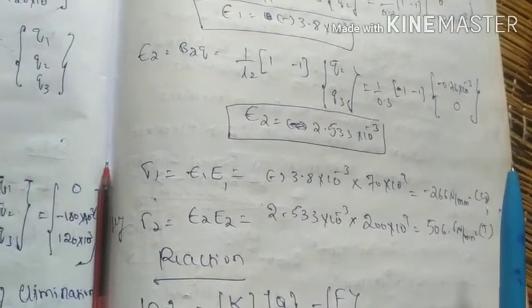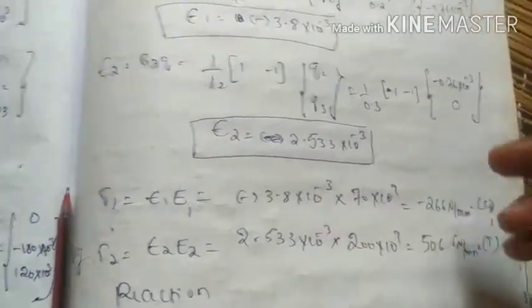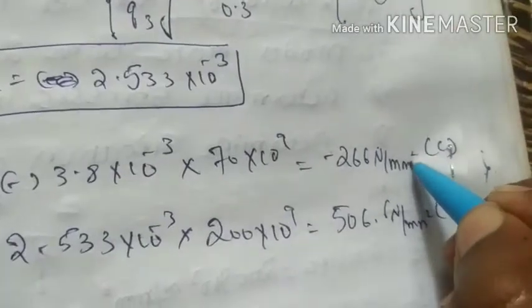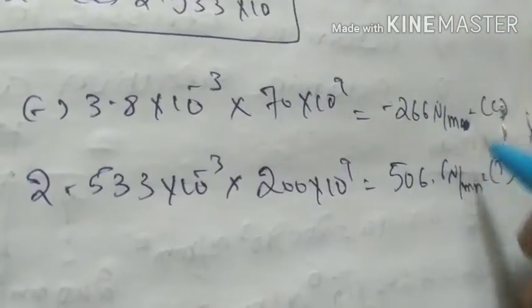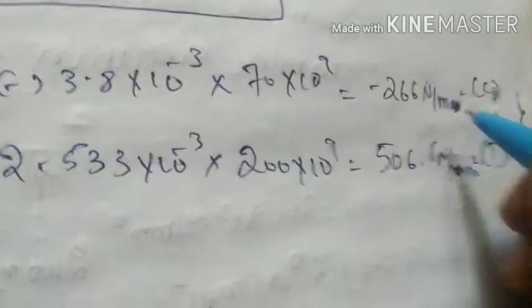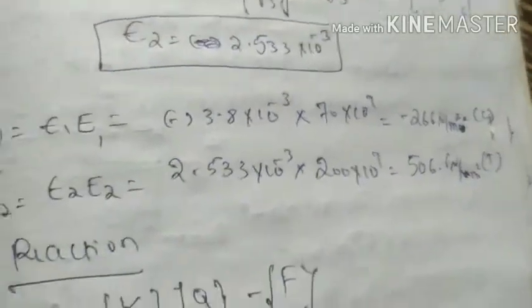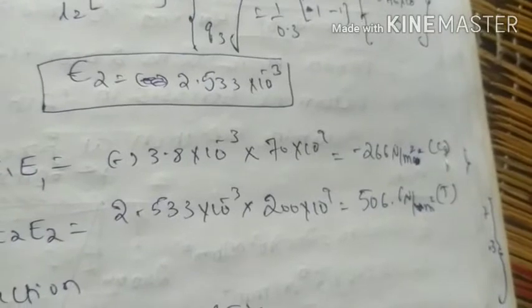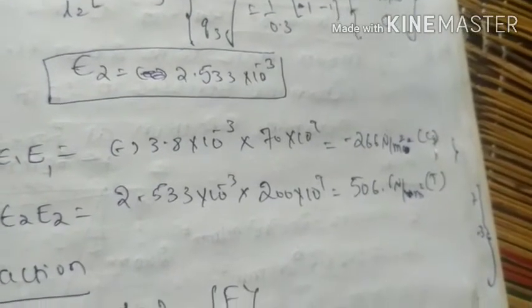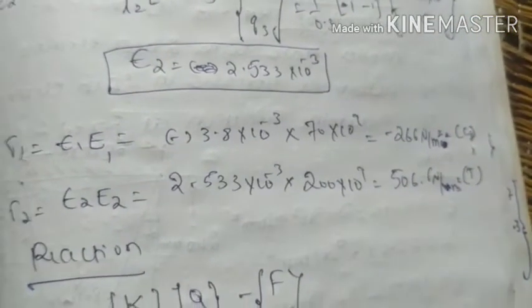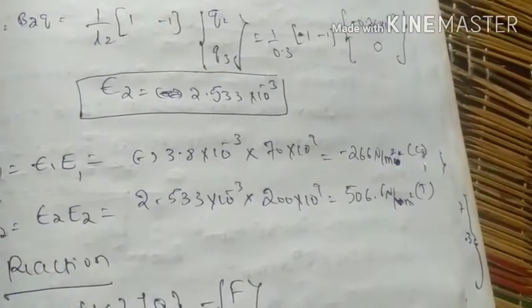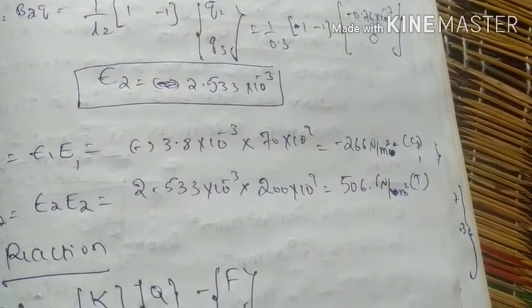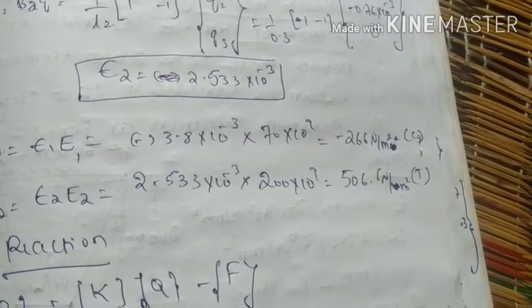What is that E1 we substituted? It is in meters, no? So it is not mm square, it is meter square. So this is Newton per meter square. Negative indicates compression, so section 1 is under compression, and sigma 2 is 506.6 Newton per meter square. It is positive, therefore it is under tension.